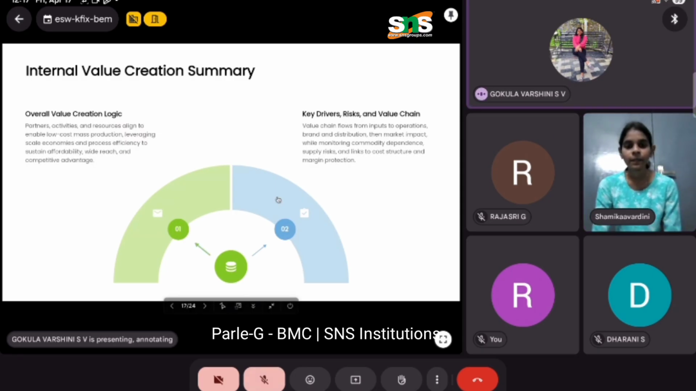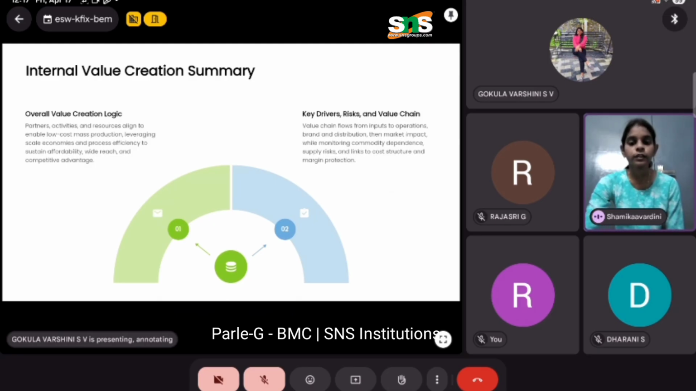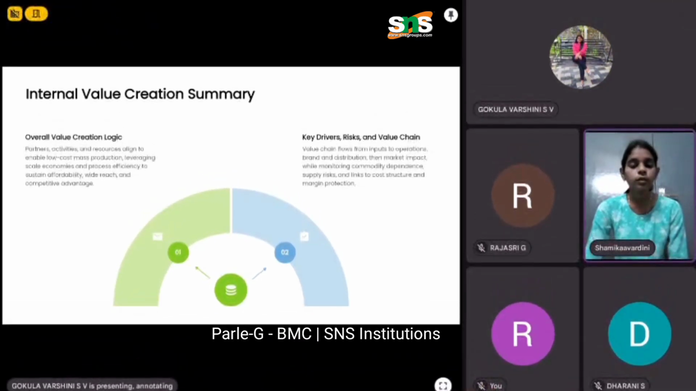So this slide explains how the company creates value internally. The company focuses on low cost mass production. It uses efficient processes and economies of scale. Value is created from raw materials to production to distribution and consumers. Risks like raw material price changes and supply issues are monitored. The overall goal is to maintain affordability and market competitiveness. At last, the company creates value by balancing cost, efficiency, and strong supply chain management.